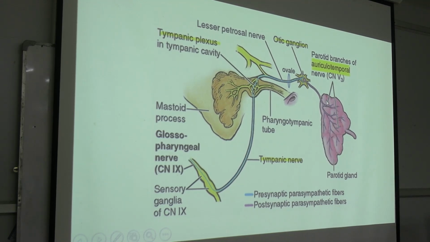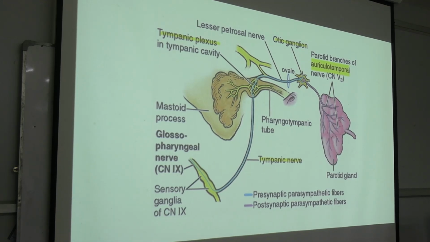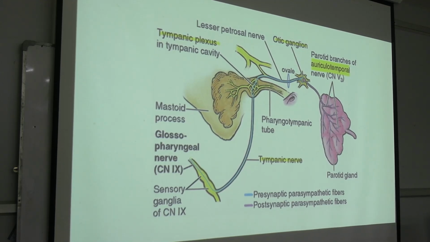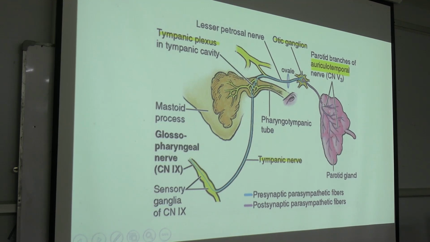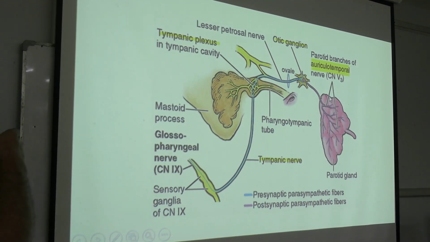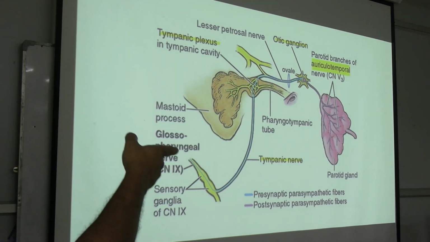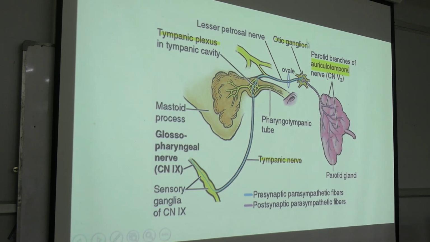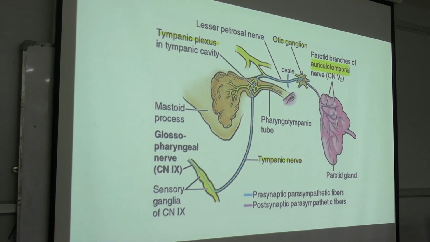We call it the auriculotemporal nerve, a branch of the third division, V3, of the trigeminal, which supplies the secretomotor fibers to this gland. That means this gland carries the secretory fibers. So if by any chance these fibers are deranged or damaged, we have a secretory problem in this gland.